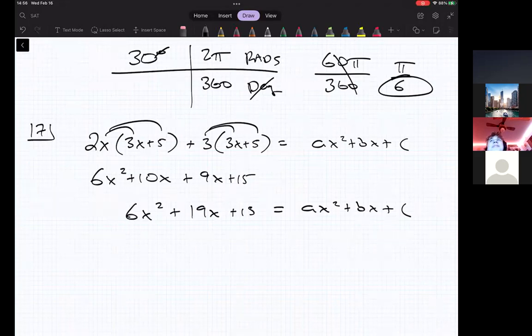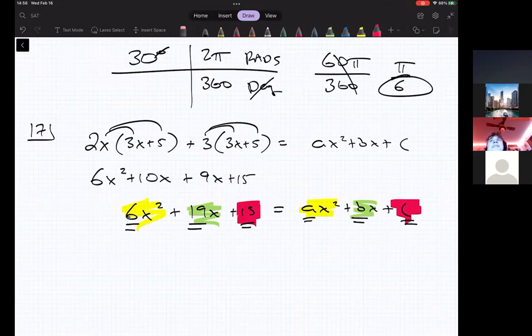Let's see. Which one was this? Number 17? Nope, the correct answer is 19. So yeah, that's all you have to do for that one. It's just equating coefficients, because if a is something else, then a has to correspond with 6 and c has to correspond with 15. It's just a matter of, this is an x squared, this is an x squared. This is an x, this is an x. And this is a c and this is a c.